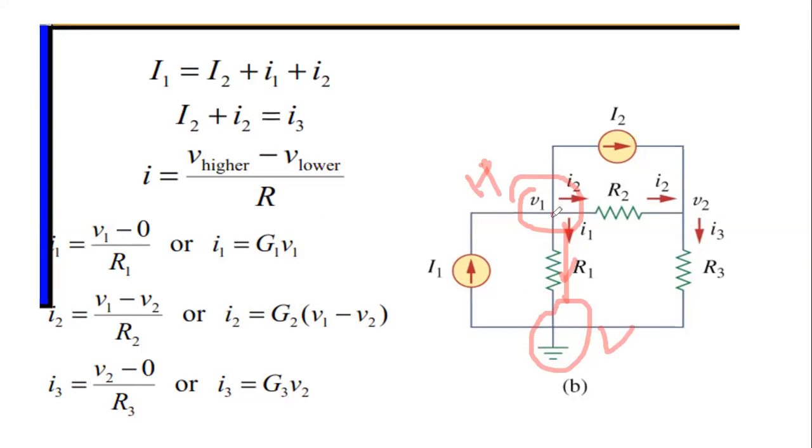Now voltage at this higher potential is V1. Potential at node 1 is V1, and potential at ground is 0. Okay, the reference is 0. So I can write I1 as V1 minus 0, that is the potential difference, divided by resistance. Resistance is R1. So I1 will be written as V1 minus 0 by R1.